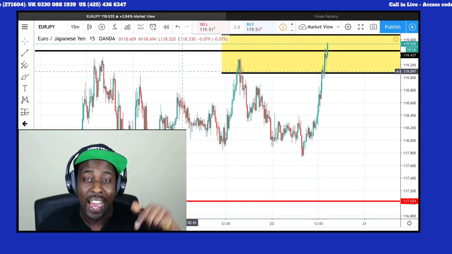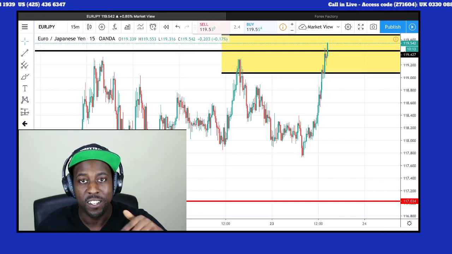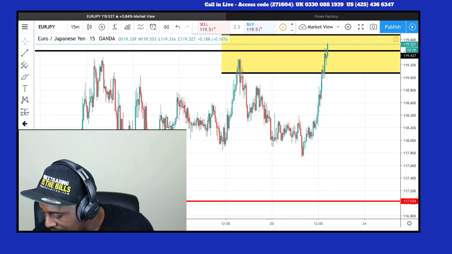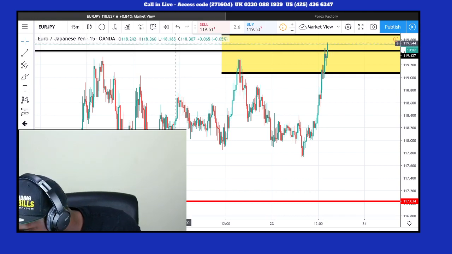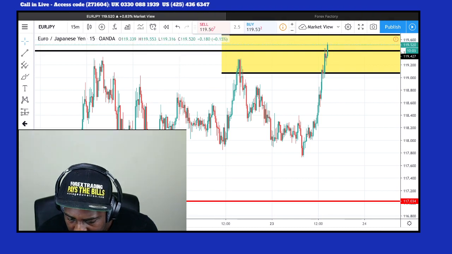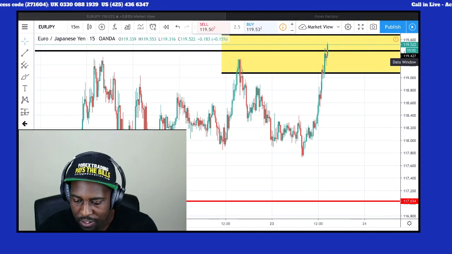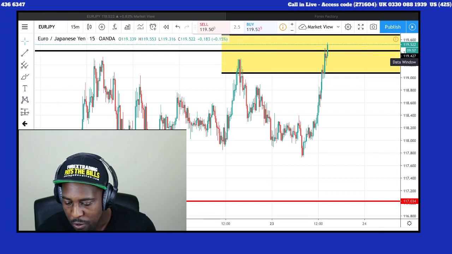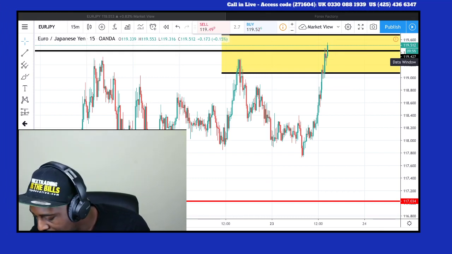So yesterday I ascertained that I want to look for potential sell positions on the euro Japanese yen, basically. I was highlighting that down from about 119.40, which is pretty much this region right here. And this is where price is currently, right now in real time as we speak. So that's something to focus on.